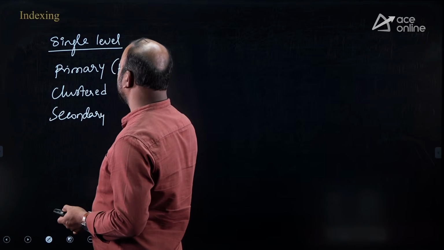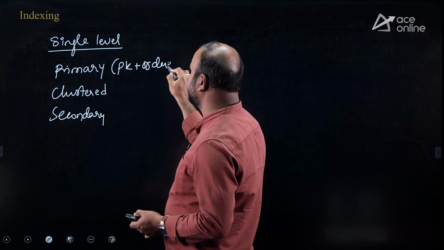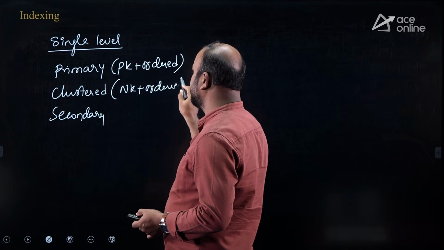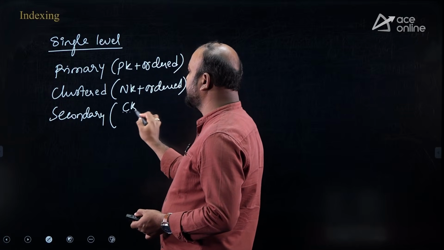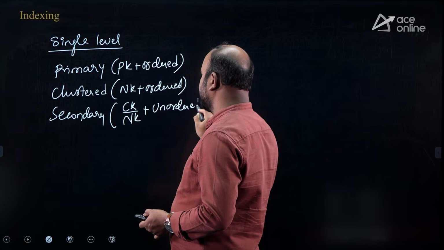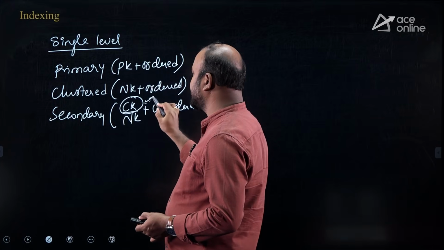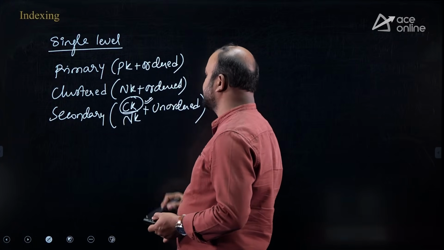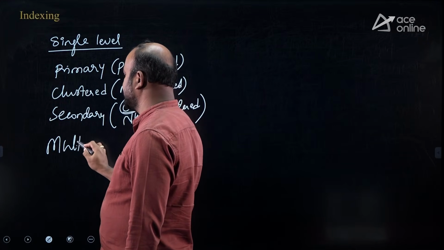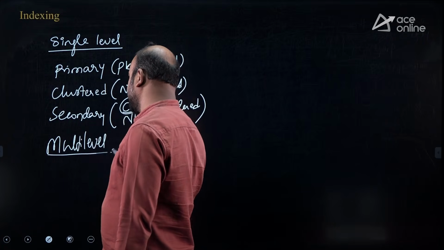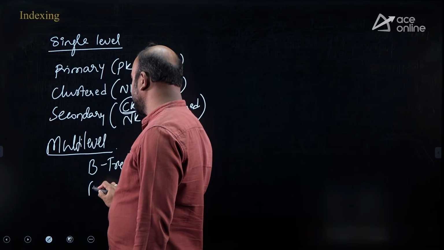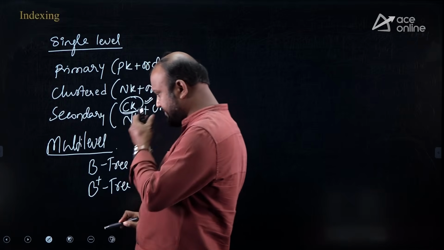Primary index is created on the primary key of the file and the file should be ordered. Clustered index is created on a non-key but the file should be ordered. And secondary index on a candidate key or non-key but the file is unordered. But what is recommended? Recommended is candidate key plus unordered on secondary index. And any of the single level indexes can be converted into a multi-level index. And a multi-level index can be implemented with tree structures called B tree and B plus tree.